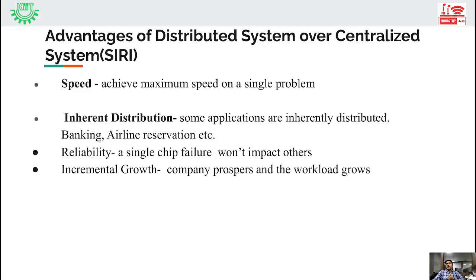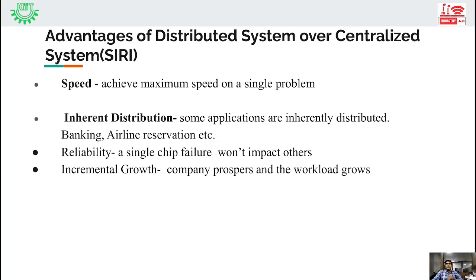Another important advantage is the inherent distribution. Another reason for building a distributed system is that some applications are inherently distributed. For example, if you want to do banking operations or airline reservation, there you can find multiple nodes from which these banking operations or ticket booking operations can be done. These are all examples of applications that are inherently distributed. When all the branches of a bank are connected, we have a commercial distributed system.